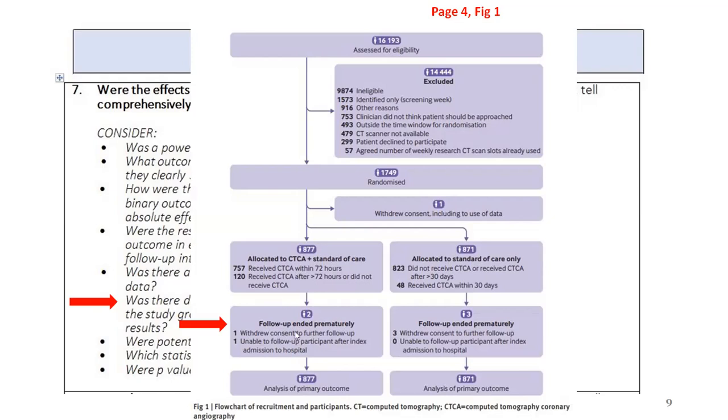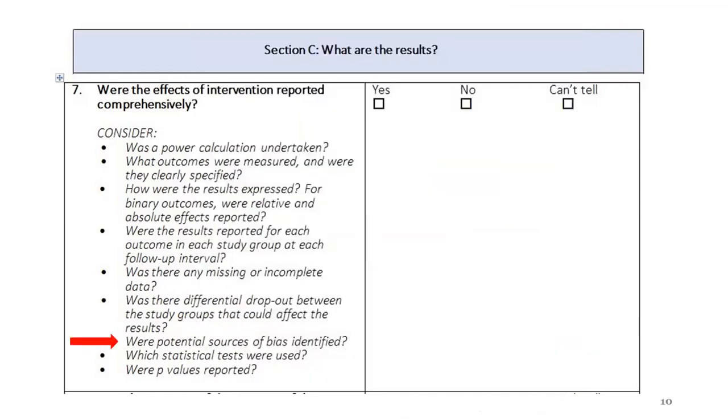So they have the follow-up for 2 in the CT coronary angiography. So one withdrew consent to further follow-up, one was unable to follow up after index admission to hospital. Whereas in the standard of care only, they have 3 withdrawn consent to further follow-up, and 0 unable to follow up after index admission. So what is the differential dropout between the study groups? It is only 3 in the group and 2 on each side.